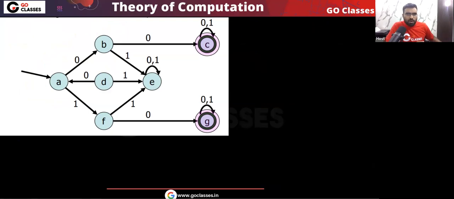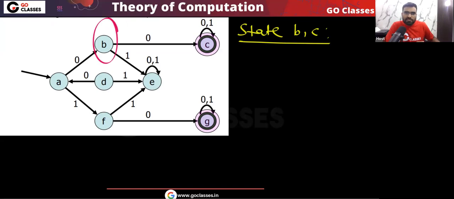Now, what about state B comma C? Can anyone tell me? Are they distinguishable or not? You can easily notice. What about empty string? You can see that on empty string, this will go to non-final, this will go to final. Yes or no? So you can see that they are not equivalent.